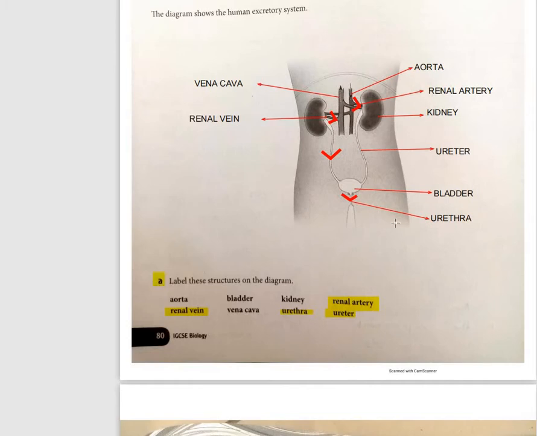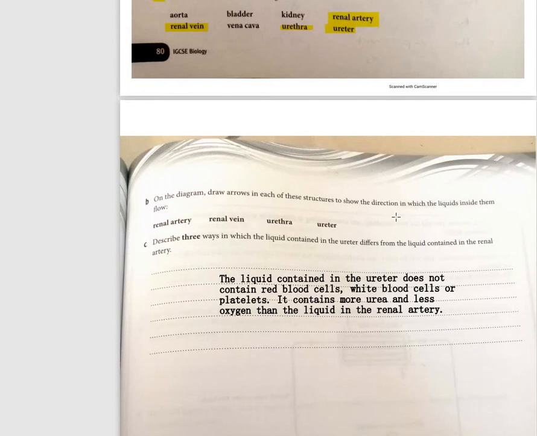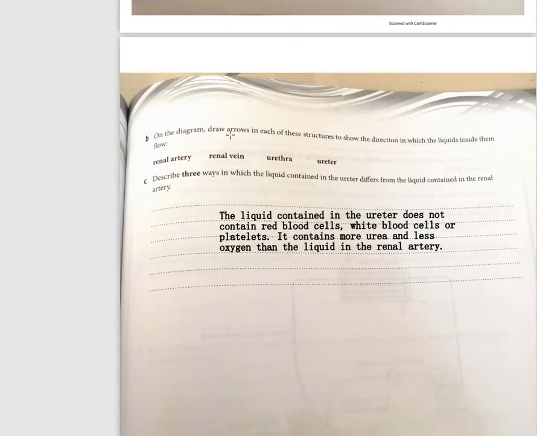Now that we're done with part A, we can just label it, and let's go to the next part, which is this. On the diagram, draw arrows in each of these structures to show the direction in which the liquids inside them flow. So what you have to show is the direction of the renal artery, the renal vein, the urethra, and the ureter.